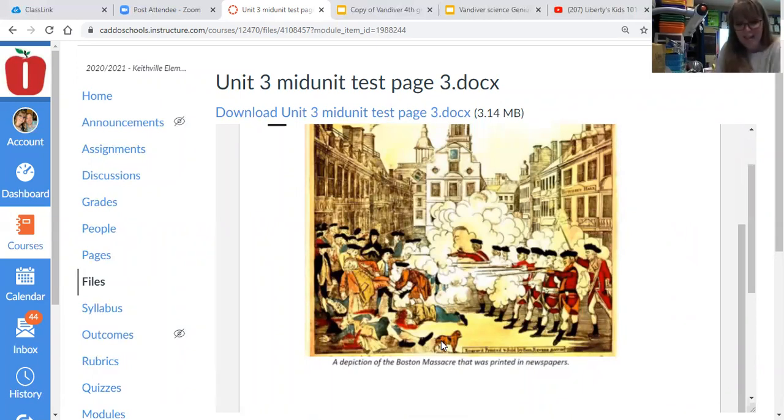How did the American colonists react to the acts that were imposed onto them by the British Parliament as seen in source 3? A, they protested the acts. B, they boycotted British goods. C, they petitioned British soldiers to stop enforcing the acts. Or D, burned buildings and stores of loyalists.